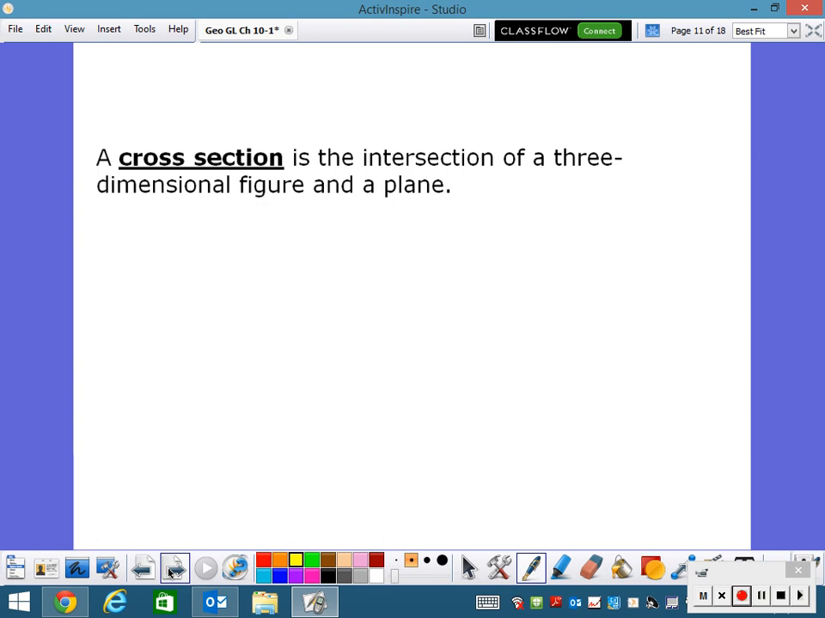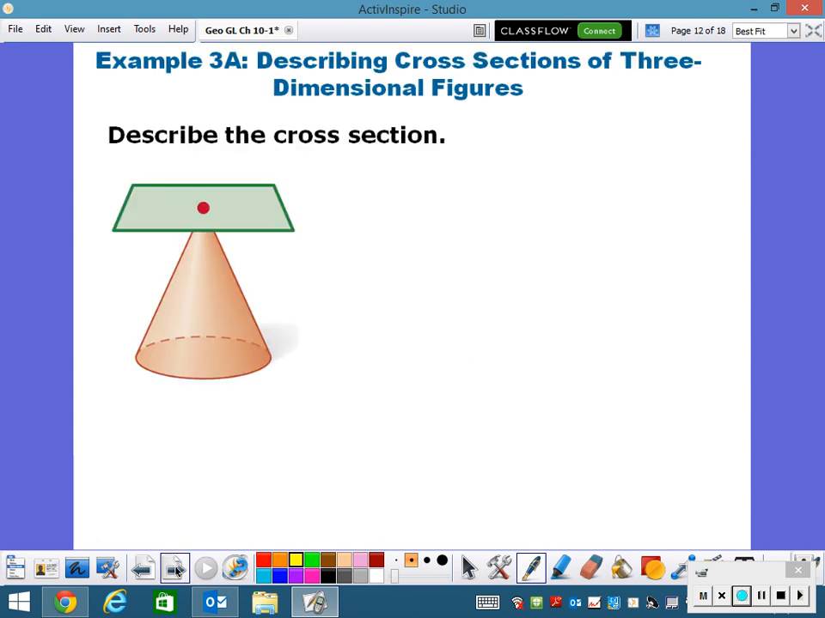If I slice it diagonally, the shape of the cut would be a trapezoid. So the cross section is a trapezoid. Okay, so cross section just means the shape of the cut that you made with your proverbial knife. So if I slice off the tip of a cone, what shape is the cross section? Circle. Either a circle or a dot, depending on how you see things.